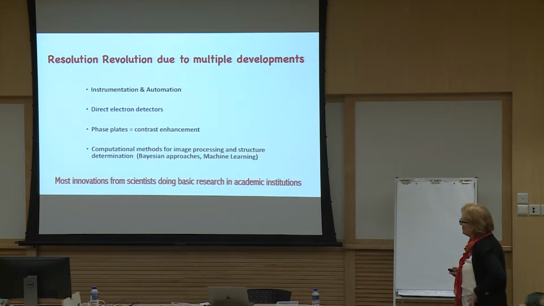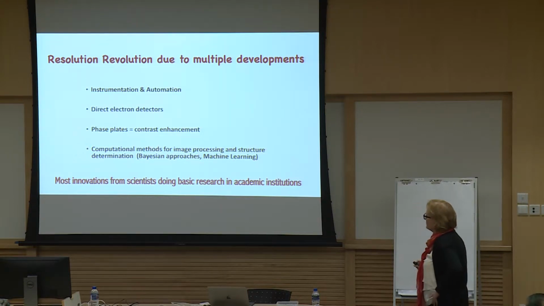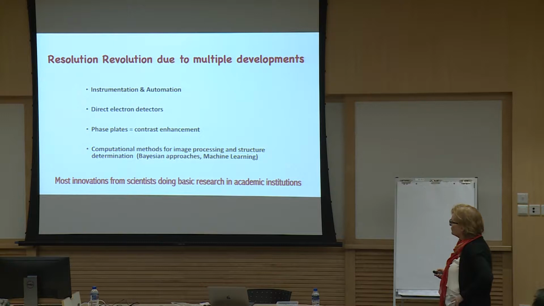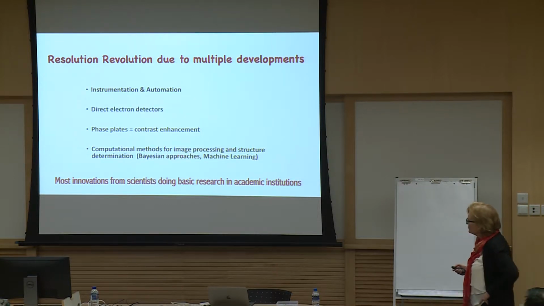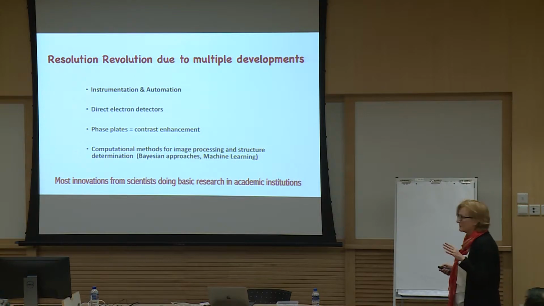And the computational methods for image processing and structure determination have been revolutionized, firstly by use of Bayesian approaches, or maximum likelihood approaches. And what's coming in now is machine learning. So we have to switch from using CPU to GPU setups. It also, of course, means that going from CPU to GPU, we can analyze our data about 50 times faster with one GPU card versus 200 CPUs.